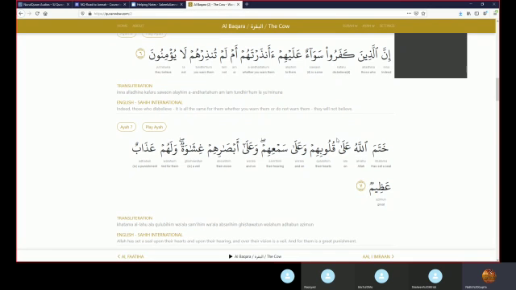Again, another example is that there was a funeral of a Jewish girl passing by, and the Prophet ﷺ stood up when the funeral was going, and the people around him said, Ya Rasulullah, this is not a Muslim person, this is a Jewish girl whose funeral it is.